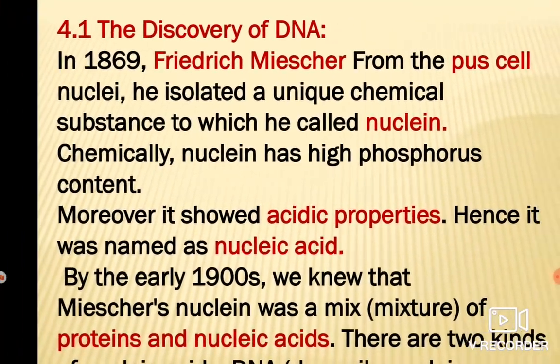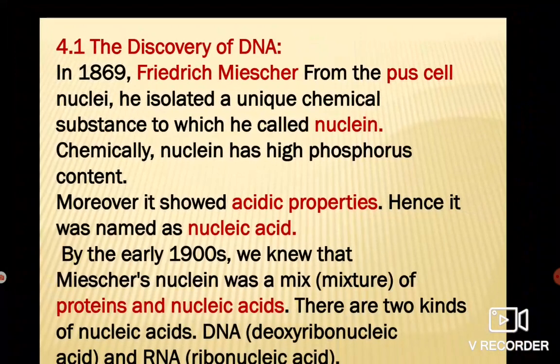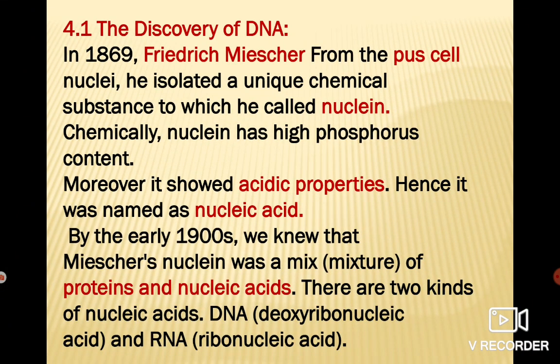Chemically, nuclein has a high phosphorus content, but it shows acidic properties, hence it was named nucleic acid. See, it is isolated from the nucleus, so nucleic, and it has acidic properties, hence it is called nucleic acid. By the early 1900s, we knew that Miescher's nuclein was a mixture of proteins and nucleic acid. It means that in the nucleus, chromosomes are present, and these chromosomes are made up of protein and nucleic acid.